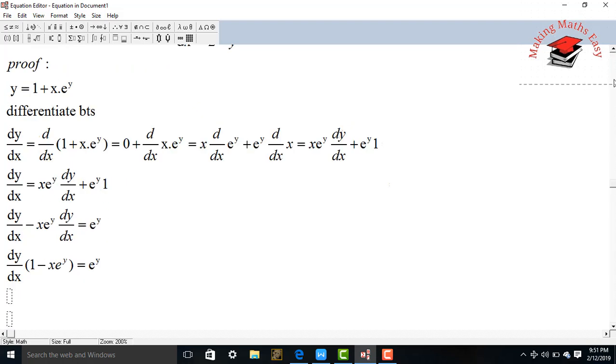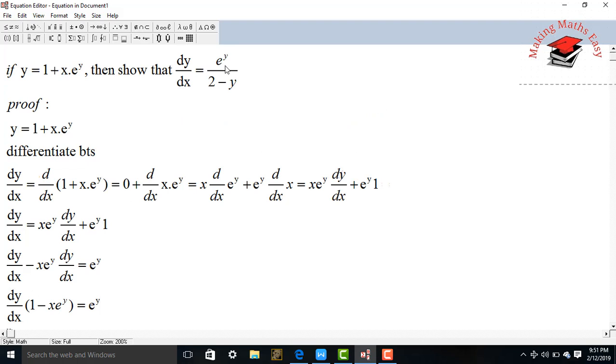We have to prove that dy by dx is equal to e raised to y divided by 2 minus y. So first of all, what is the value of 2? We will do one thing in such cases.